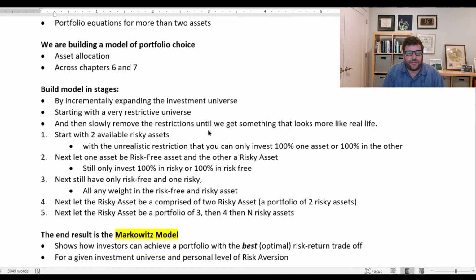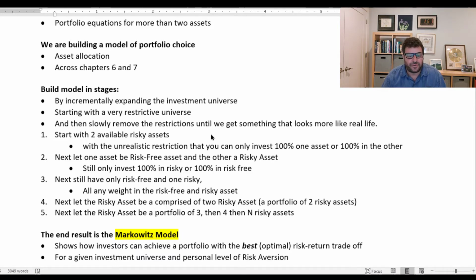Next, we'll let one of these assets be the risk-free asset and the other be a risky asset. Still 100% in one, 100% in the other. Next, we'll still only have the risk-free and one risky, but we'll allow any weight in these assets. So you can be 0% in the risk-free and 100% in the risky, 1% and 99%, 2% and 98%, and so on, to try to figure out the best allocation. Next, we'll say, what if this risky asset is actually made up of 2 risky assets? It's a portfolio. And then we'll let it be 3 risky assets and N risky assets. And then we'll start varying the time horizon.